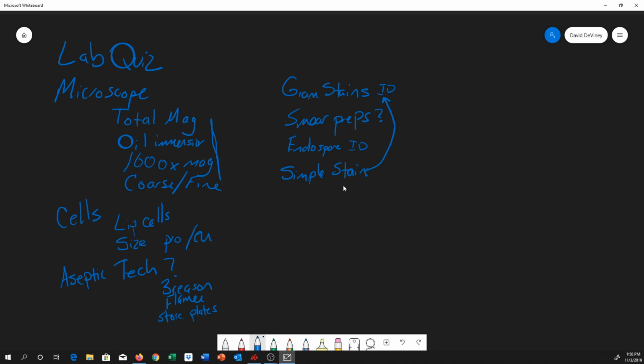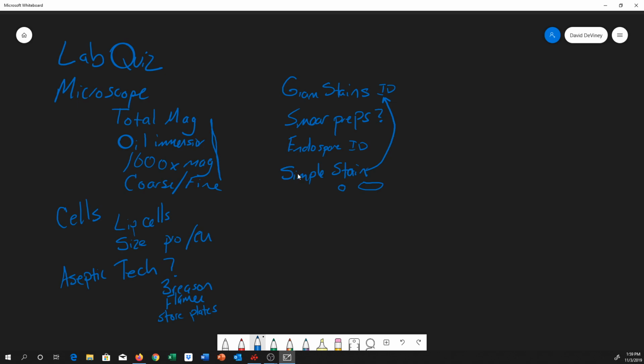Remember, about the only thing you get from the simple stain is, are they cocci bacteria or are they bacillus? Right, and those are the correct names for those. And you can see them, but other than that, the simple stain doesn't tell you a whole lot. It's just kind of a quick and dirty, do I have bacteria there available?